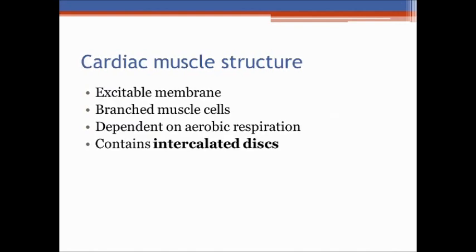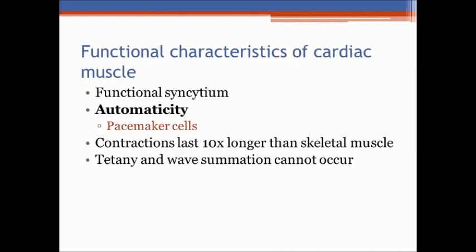So that was all skeletal muscle. Let's talk a little bit about cardiac muscle. Cardiac muscle is an excitable membrane. It has branched muscle cells. And going back to the excitability of this membrane, it also has automaticity, meaning that the muscle contraction can occur without neural stimulation. Cardiac muscle is dependent on aerobic respiration, and it also contains intercalated discs which help to communicate with other cardiac muscle cells in order to propagate these electrical impulses within the heart to keep it beating.